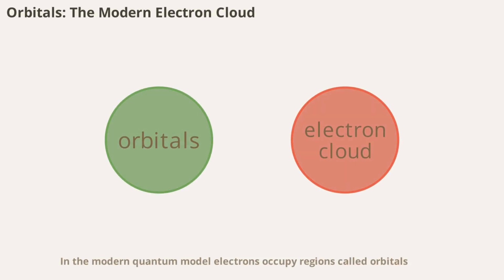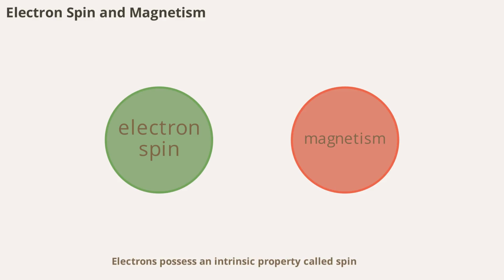In the modern quantum model, electrons occupy regions called orbitals where there is a high probability of finding an electron. These orbitals have different shapes and sizes depending on the energy and angular momentum of the electron. The concept of orbitals replaces the idea of fixed orbits and provides a more accurate picture of atomic structure, especially for complex atoms.